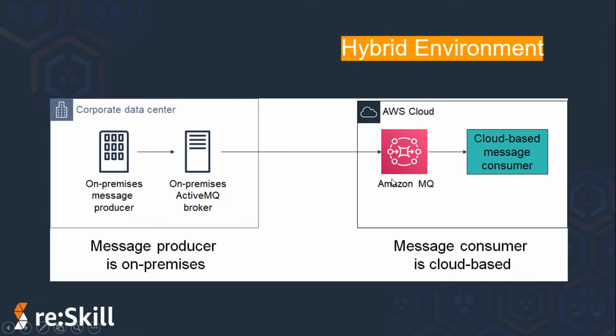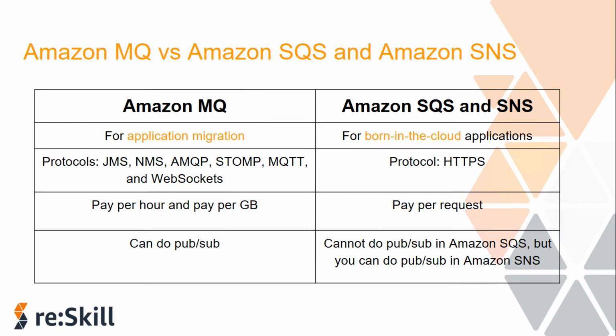So by now you would have got some idea about the message brokers and Amazon MQ. But the ones who also know about Amazon SQS and SNS, you would be thinking, what's the difference, when should I go for SQS or SNS and when should I go for MQ? So let's discuss a few differences between MQ and Amazon SQS and SNS, like when to use MQ and when to go for either SQS or SNS.